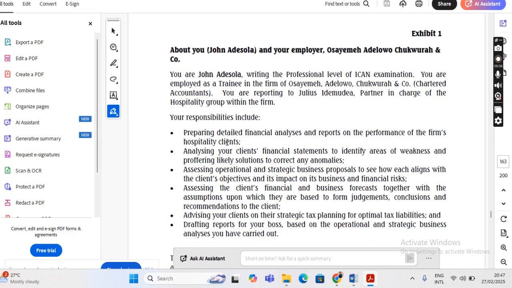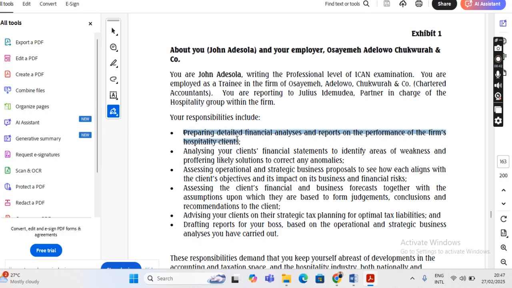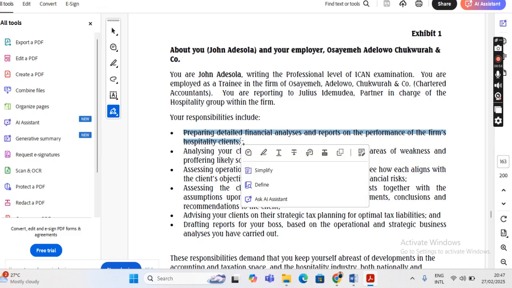Now, in the first requirement, the first responsibility states: preparing detailed financial analysis and reports on the performance of the firm's hospitality clients. Don't forget that we have analyzed this: you are John Adeshola, you are writing the ICAN professional examination, and you are employed as a trainee in the firm of Osayemi and Co., Chartered Accountants, and you are to report to Julius Idemude, right? Now, in this case, you have a client. You need to perform financial analysis on the financials of your client.